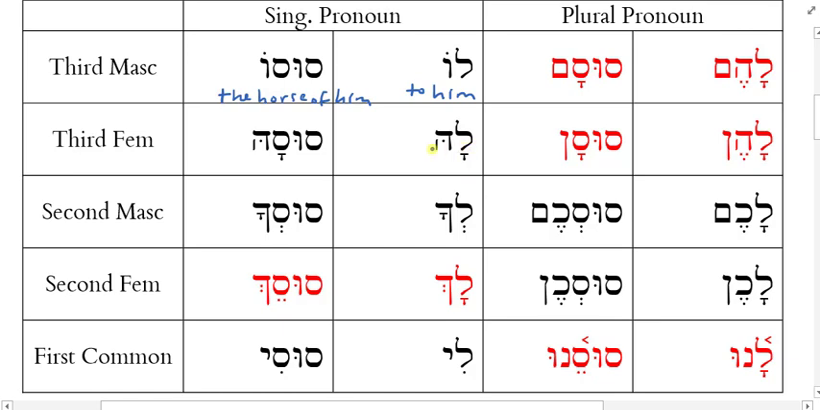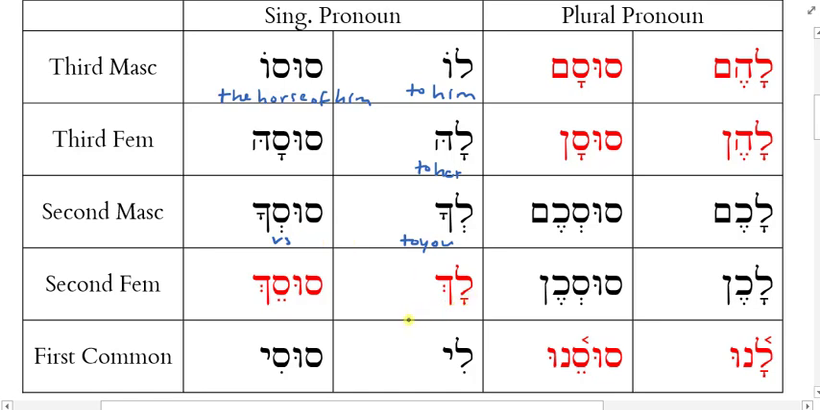I can say to her, la, and I use the qamets and the hey with a mappiq because it's a real consonant hey. And to say her horse, or the horse of her, is sus with the same pronoun, susa. Lecha is to you, masculine singular you. And if I want to say the horse of you, masculine singular, it's susacha, with a vocal shva here. Same pronoun. The pronoun is ka. All right, so susacha, your horse, the horse of you.